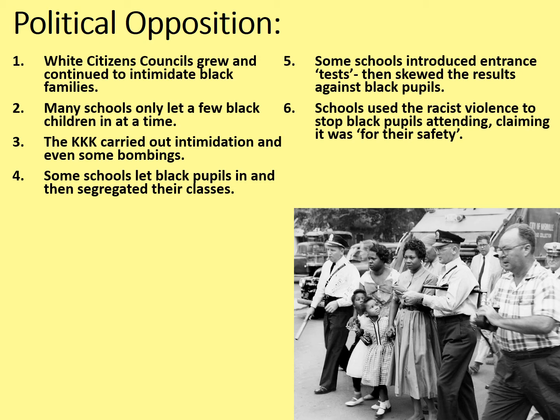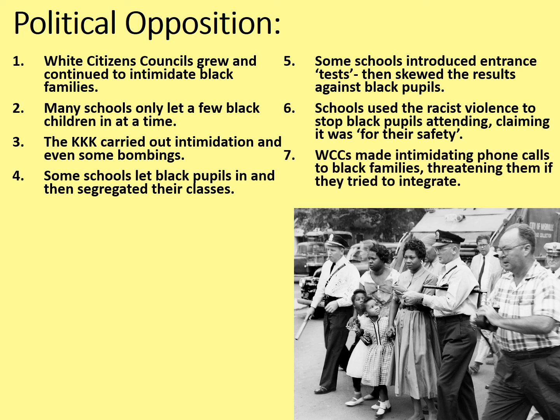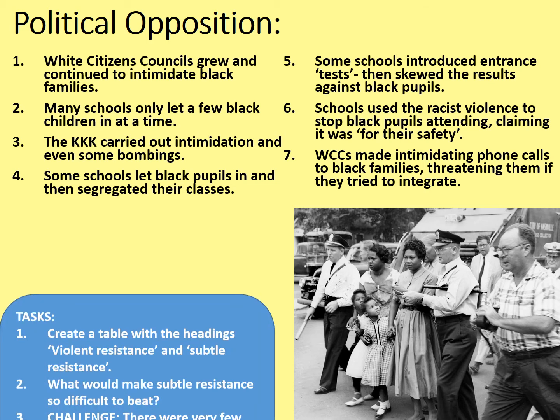Also, schools used racist violence to stop pupils attending, claiming that this was for their safety. So there would be racist violence and then the school would say, you shouldn't come here, it's not safe for you. Then the white citizens' councils made intimidating phone calls to black families, threatening them if they tried to integrate. This is typical of the intimidation and backlash that any progress seemed to get at the time.